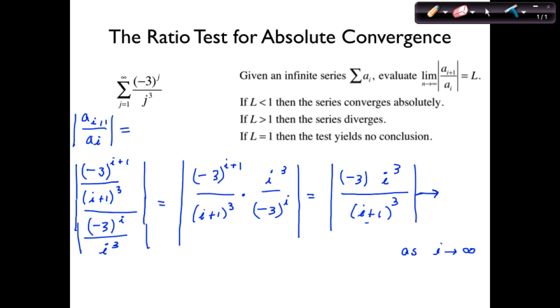Goes to 1, right? Okay, so we've got i cubed up here, i cubed down here. Those are the leading terms. So i cubed over i cubed, take the ratio, so that goes to 1, leaving us negative 3. So the limit of this is 3.